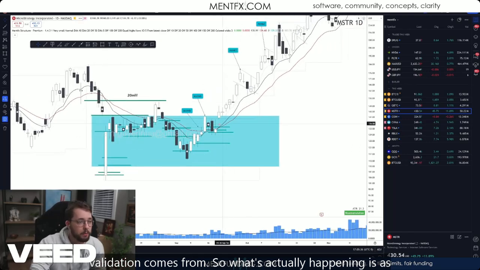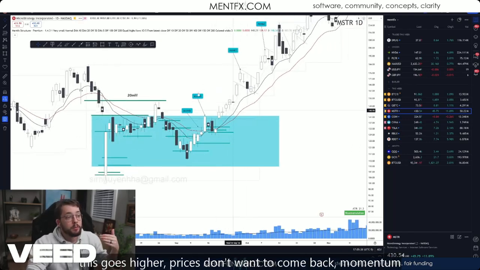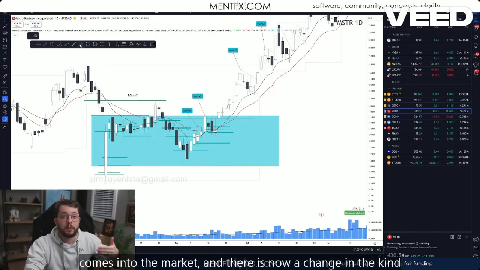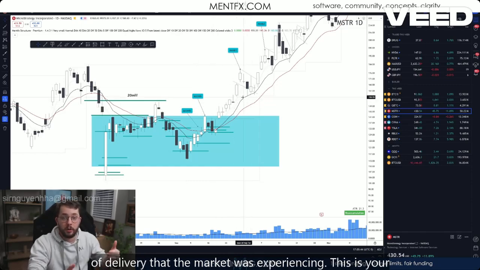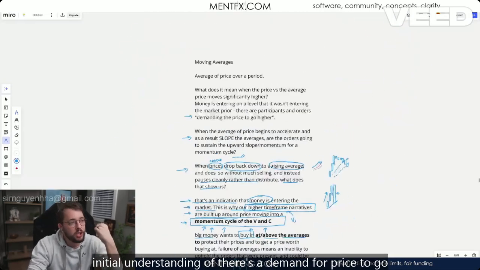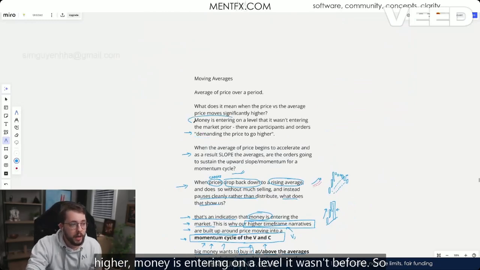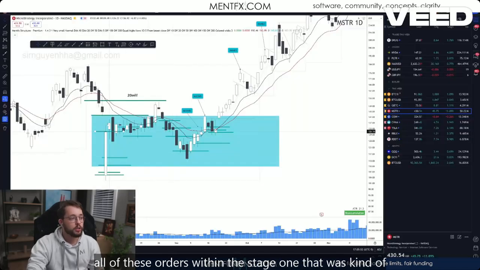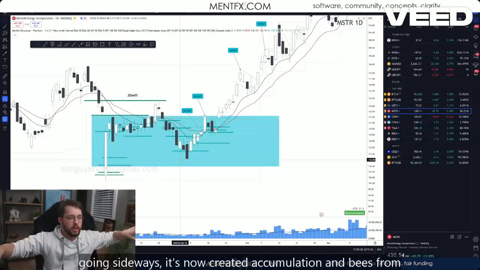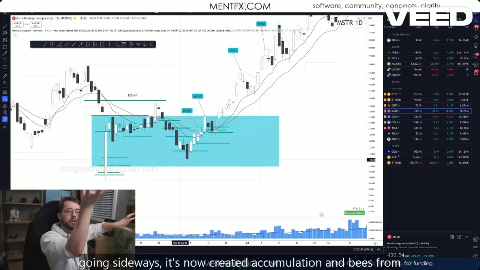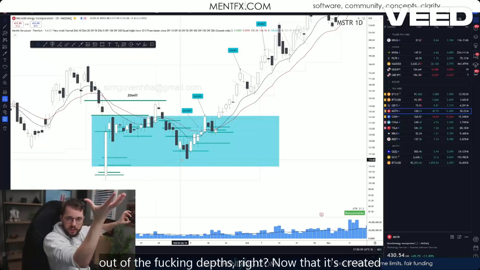So what's actually happening is as this goes higher, prices don't want to come back. Momentum comes into the market, and there is now a change in the kind of delivery that the market was experiencing. This is your initial understanding of there's a demand for price to go higher. Money is entering on a level it wasn't before. So all of these orders within this stage one that was going sideways, that's now created accumulation MBs out of the depths, right?